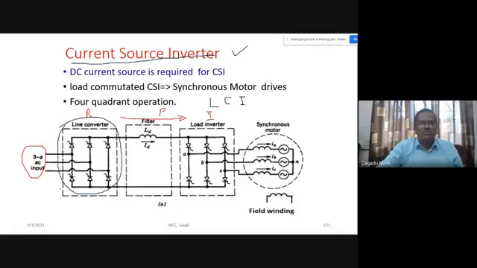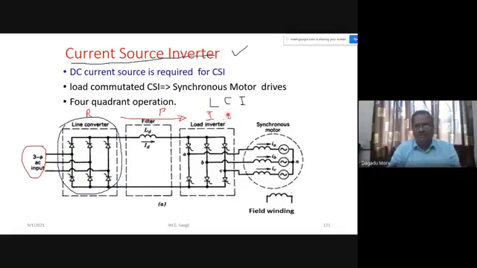So we have a 6 pulse fully controlled converter working as a rectifier, and this will be a 6 pulse converter now working in inverter mode. When you want inverter mode, its alpha should be how much? It should be above 90 degrees. Alpha should be greater than 90 degrees. And here we have seen that we are using a thyristorized inverter, and we are using load commutation.